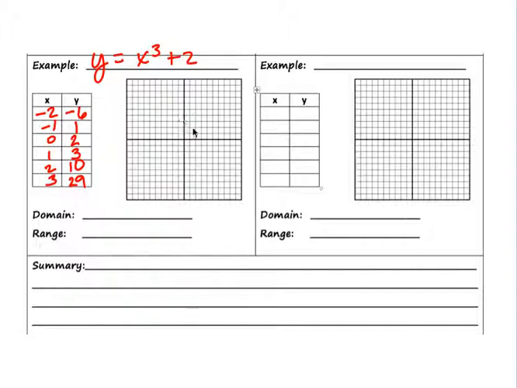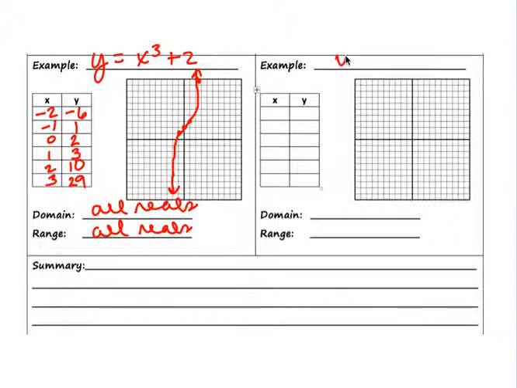So when you graph this, it's basically the same graph as above. It's just shifted up 2 units. So again, roughly, because I'm doing this pretty fast, this will be what your x cubed plus 2 looks like. The domain is still all reals, and the range is still all reals.